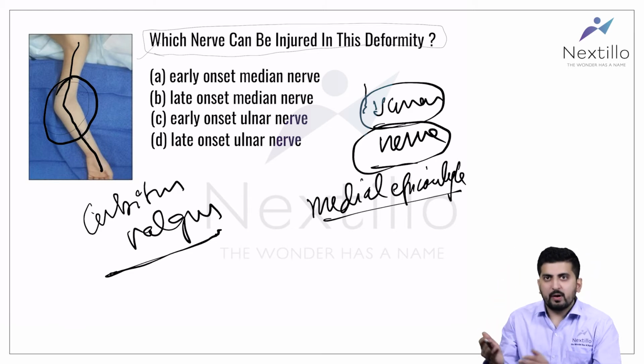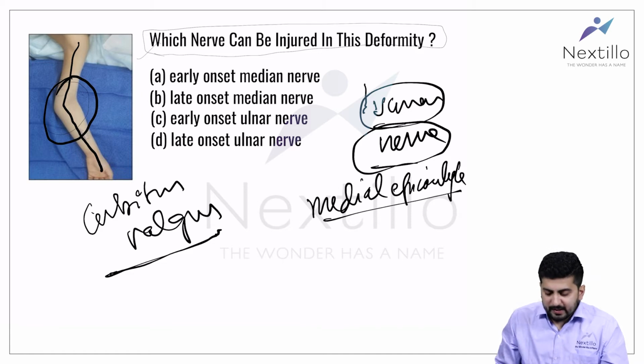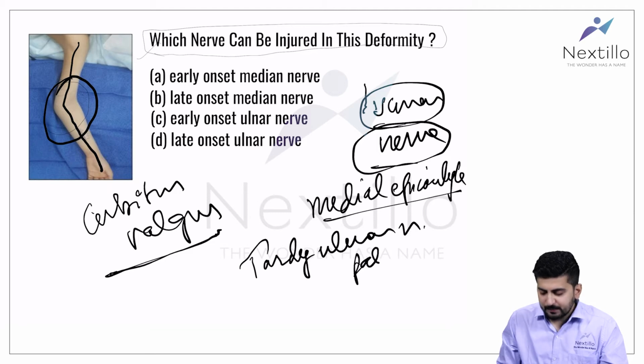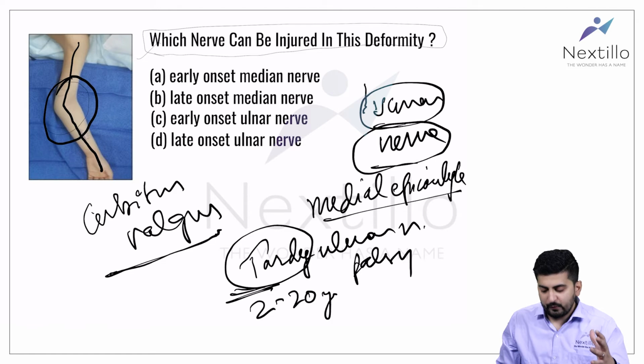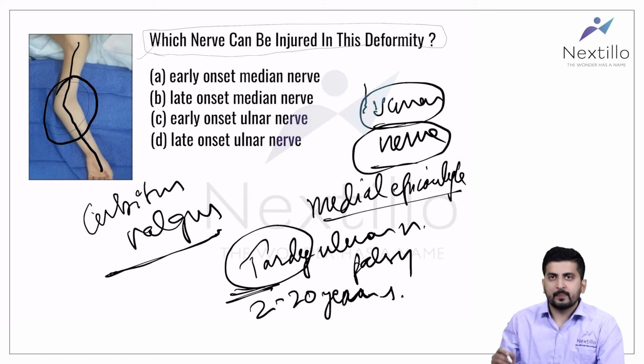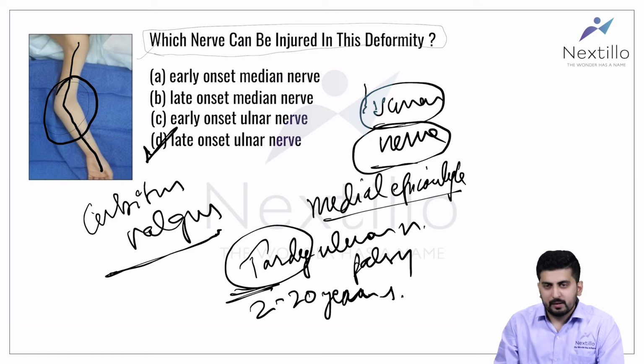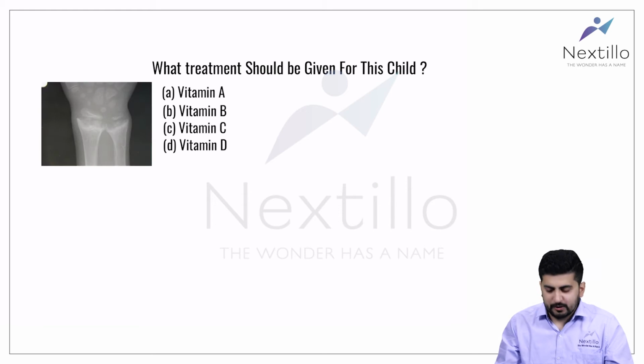So in cases of a cubitus valgus deformity, there is a continuous stretch on the ulnar nerve, and this leads to something known as a tardy ulnar nerve palsy. Tardy means slow. So this palsy develops over a course of a variable period of 2 to 20 years. So tardy or slow onset ulnar nerve palsy, late onset ulnar nerve palsy in this case is the best option to be marked. Coming on to the next question.